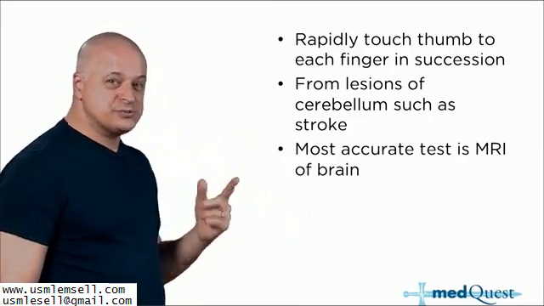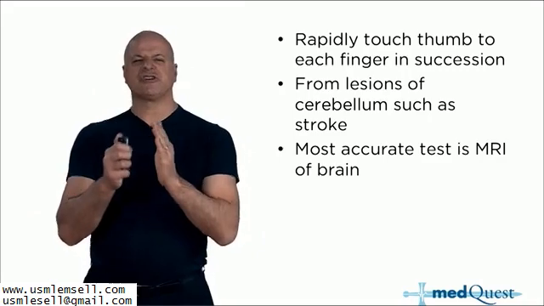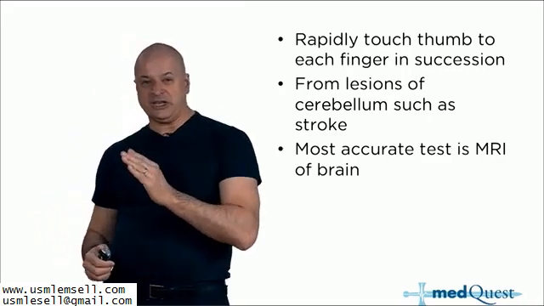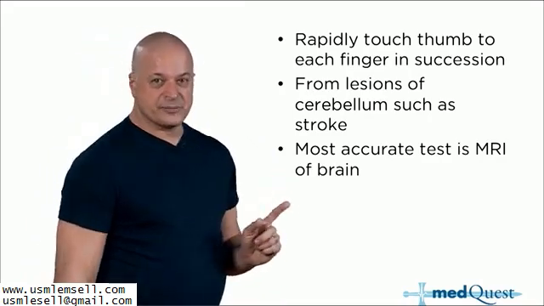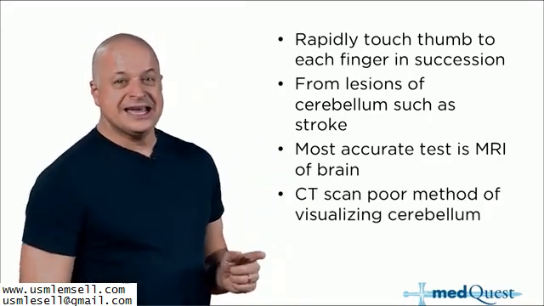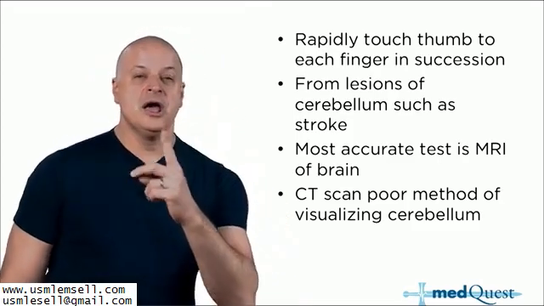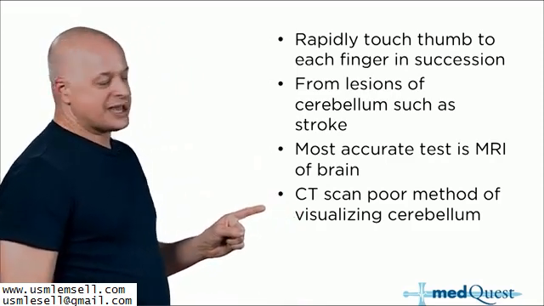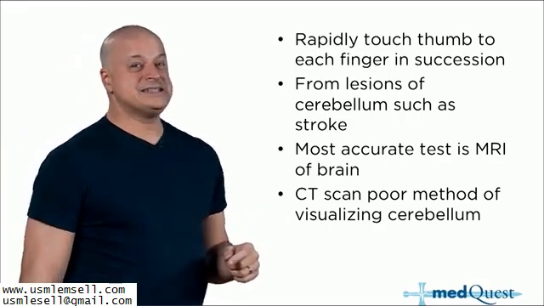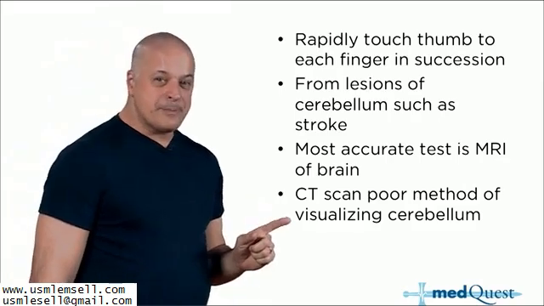The most accurate test, because it's a cerebellar lesion, is the MRI, because when we're looking at the cerebellum or the brainstem, we need an MRI. CT scan is the best way to look for blood in the brain, but not the best method of looking at the cerebellum.